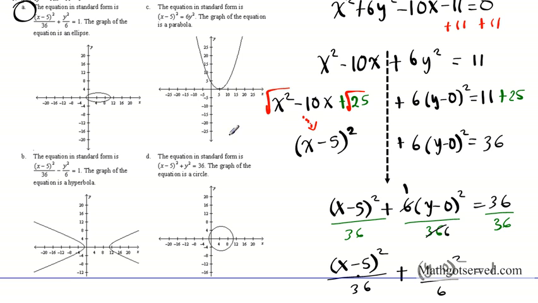Okay, this is an ellipse. You're going to go side to side 6 units from the center, and then you're going to go up and down the square root of 6. So that's an ellipse right there. You can see this is not a hyperbola because you have a plus here, not a minus. This is inaccurate because you don't have the 6 next to the y squared, and this is inaccurate also because you're missing the 36. All right, so the correct answer is option A.